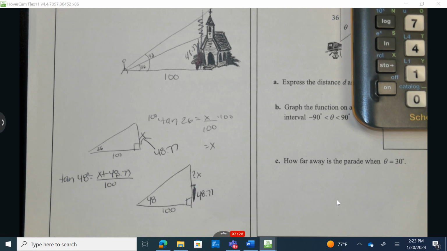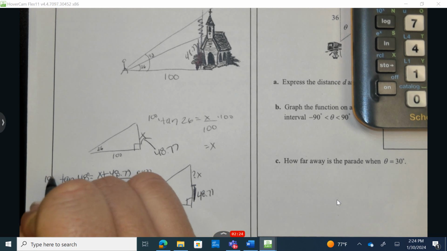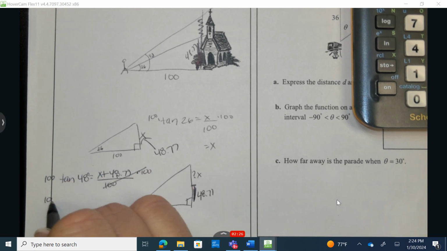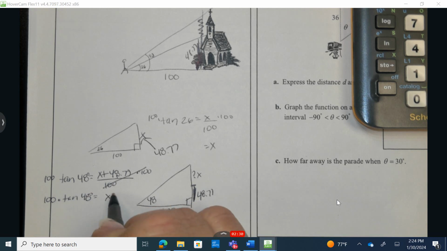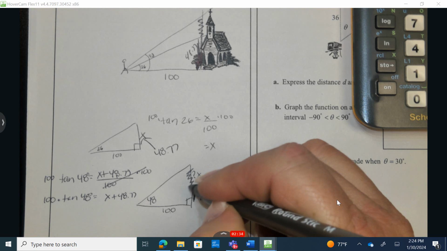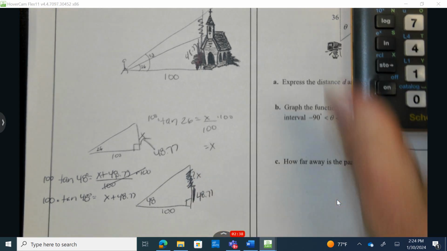So how do I ultimately isolate the x? Well, first I'm going to multiply both the left and the right times 100. So I'm going to take on the calculator 100 times the tangent of 48 degrees. And then after that, to isolate the x and find out what is just this distance from the bottom of the steeple to the top, I'll subtract this 48.77 over.